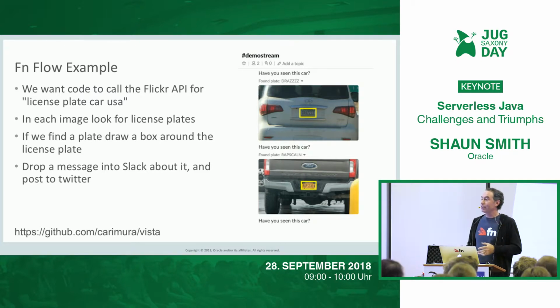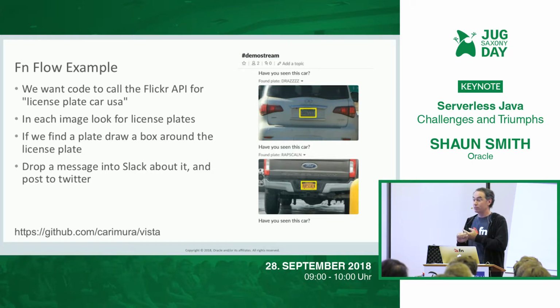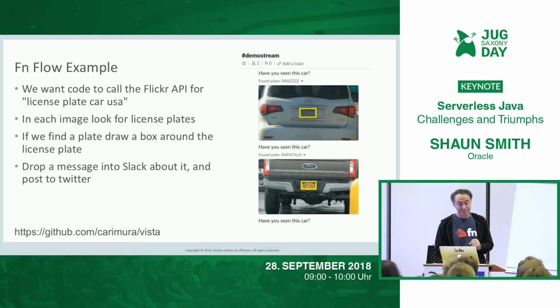We have a function that looks for the license plate in the image and gives us back the license plate, and the coordinates in that image of where the license plate is. And I have another function that will draw, like you see here in the picture, a little yellow box around the license plate so I can call it out and see it. And then after that, I'm going to post to Slack and Twitter, right? Or I could send it to the police alert line, I guess.